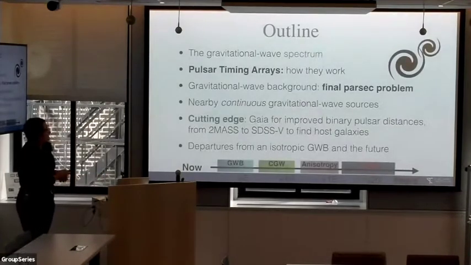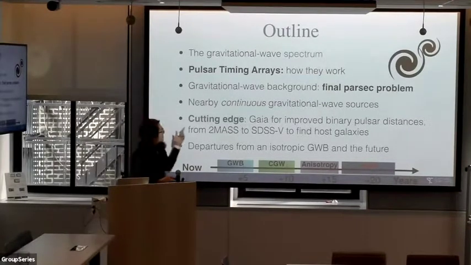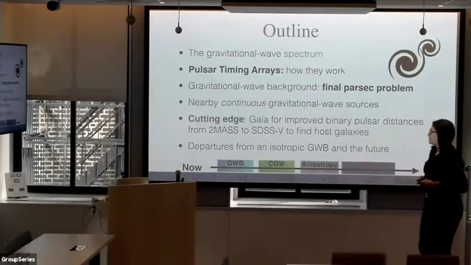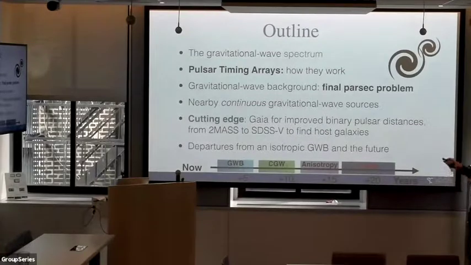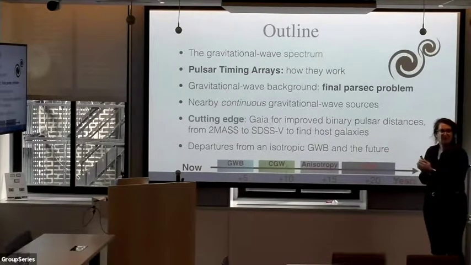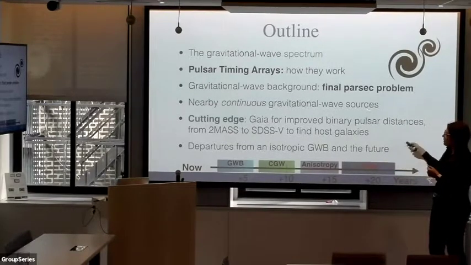So here's my outline. I'll review the gravitational wave spectrum for you and tell you how pulsar timing arrays work. I'll then tell you about the gravitational wave background and the final parsec problem, which is an outstanding problem in astrophysics, and then where we expect to detect nearby continuous gravitational wave sources. So for anyone who's worked on LIGO, this is from supermassive black hole binary systems, not from pulsars. Here the continuous gravitational waves will be from supermassive black hole binary systems that are individually resolvable.